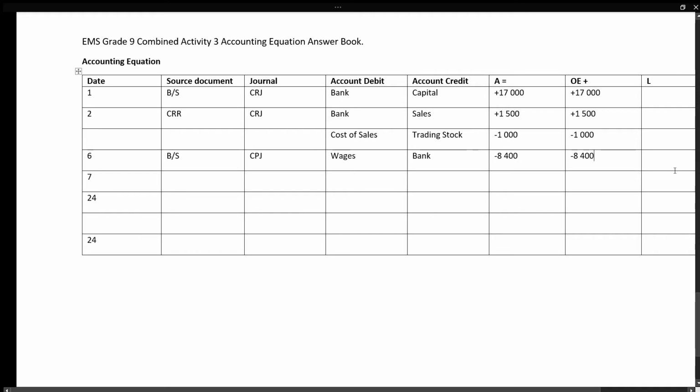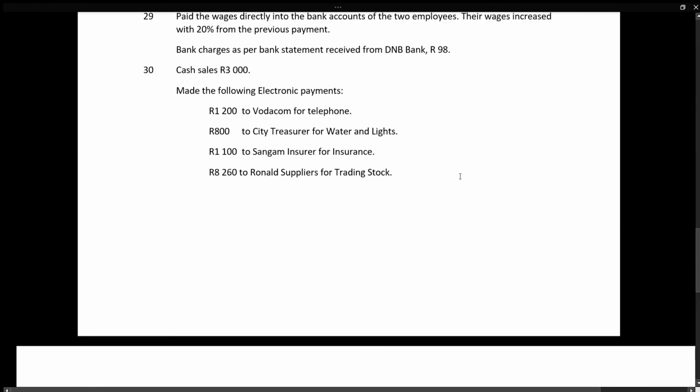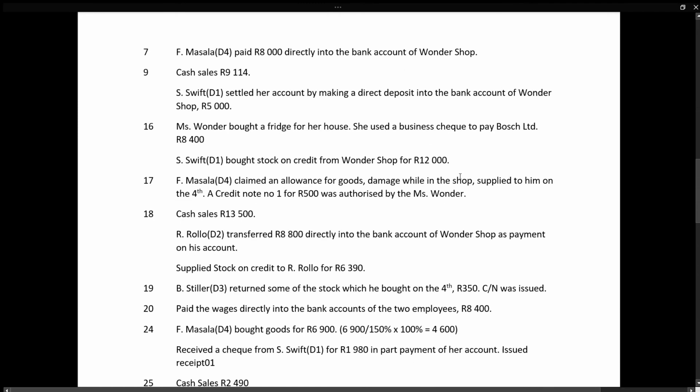Right, so we did not work with liabilities, therefore minus 8,400 will equal minus 8,400 plus 0. Let's have a look at the transaction that took place on the 7th. F. Masala, D4, which means it's a debtor, paid 8,000 Rand directly into the bank account of Wanda Shop.